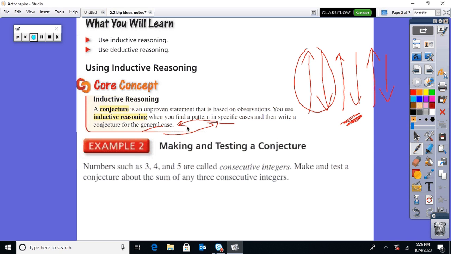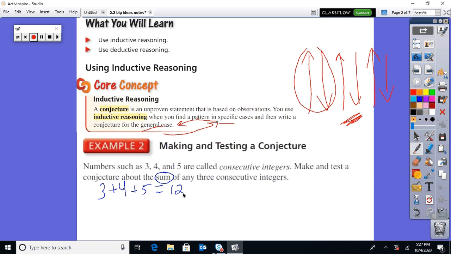All right, so example 2, making and testing a conjecture. So let's see, numbers such as 3, 4, 5 are called consecutive integers. They're in a row. Make and test a conjecture about the sum of any 3 consecutive. So let's see here. So when we're doing this, we just want to pick some numbers. So 3, so we're talking about the sum. So 3 plus 4 plus 5 is 12.